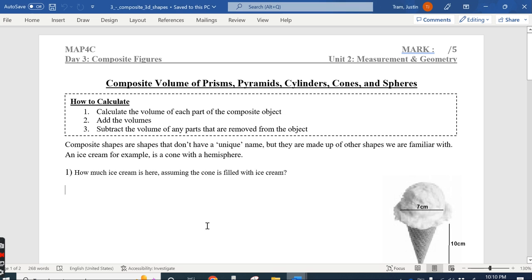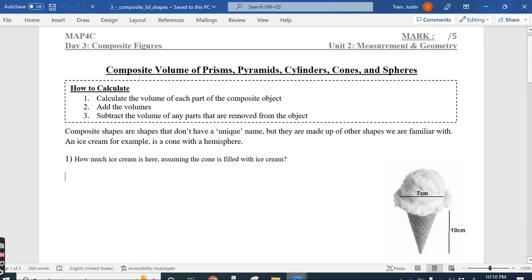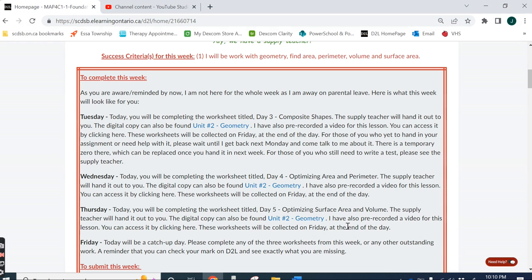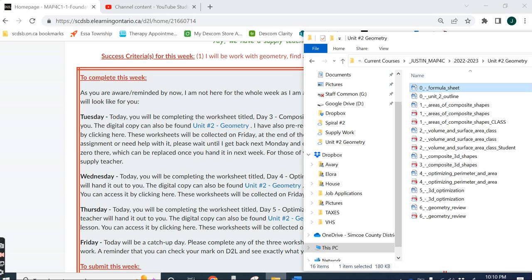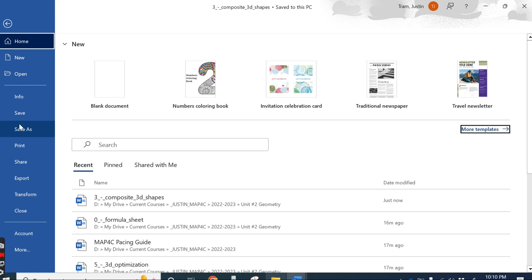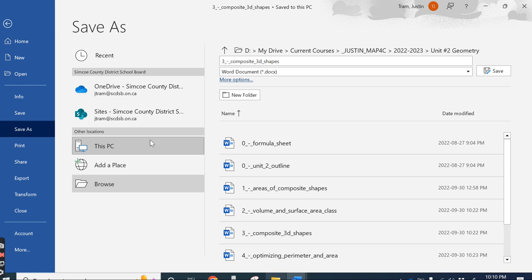which is composite 3D shapes. You know what? Give me 1 second. It might be better if I work in PDF.